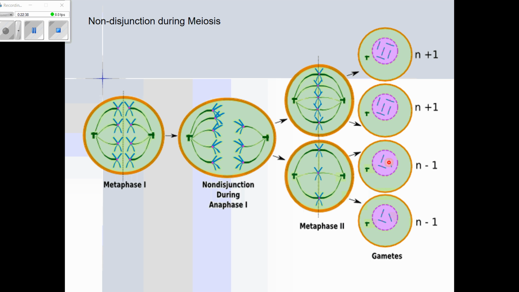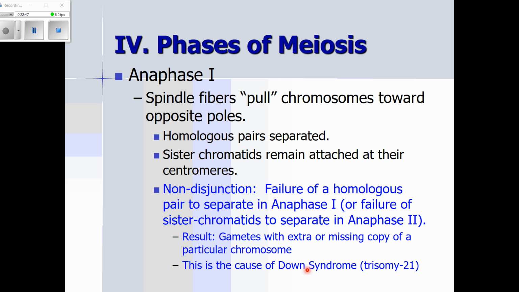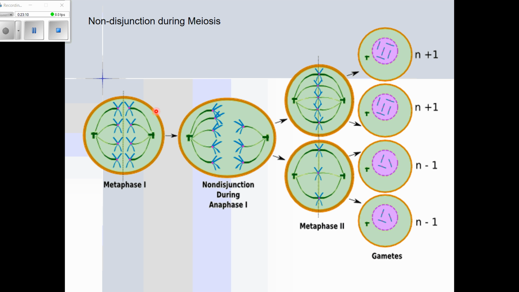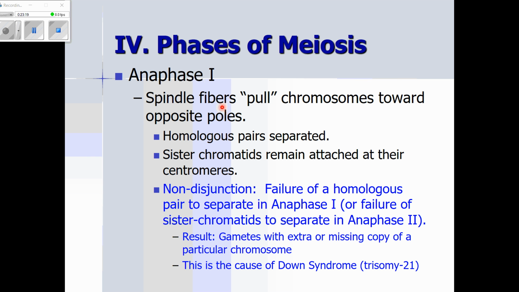So you're going to end up with sperm or eggs that either have too many chromosomes or they're missing a chromosome. That's called nondisjunction. It is the failure of homologous chromosomes, usually just a single pair of homologous chromosomes, failure to separate. There's a couple different places this could happen. It can also happen during anaphase 2, but we're looking at it here in anaphase 1, where the homologous pairs are supposed to separate and go their separate ways, but this pair failed to separate.